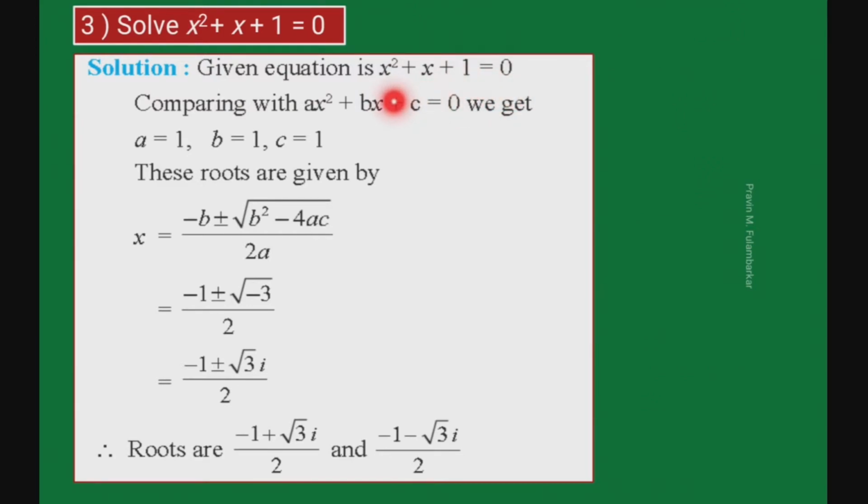So first we find the values of a, b, c, because we have to use the quadratic formula. Compare with ax square plus bx plus c equals 0, we get the value of a is 1, value of b is 1, and value of c is also 1. So we write a equals 1, b equals 1, c equals 1. These roots are given by the quadratic formula. So x equals minus b plus or minus root b square minus 4ac upon 2a.